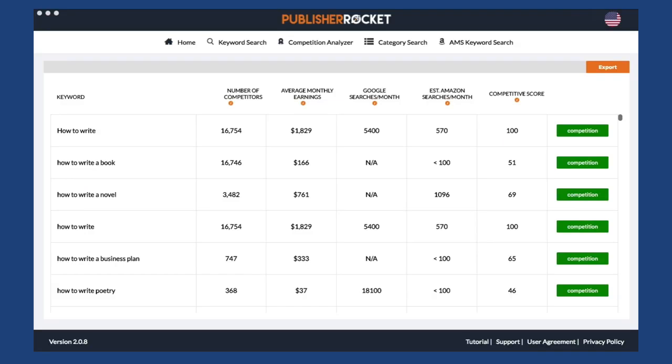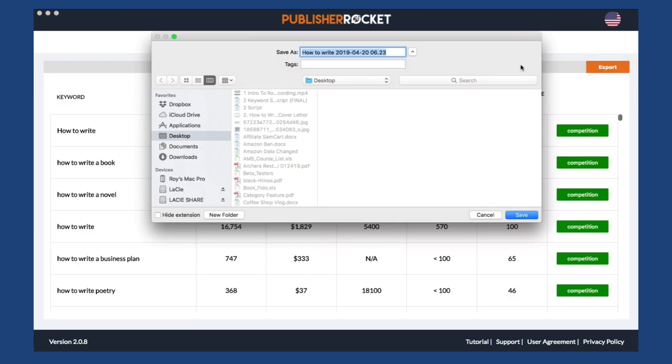Now, imagine what it would be like trying to figure out your target keywords without this information. Not sure if your targeting even gets searched for, or whether or not it has a market. By the way, if you'd like to export that information from the keyword feature, no problem. Just click the export button here, and then tell your computer where you want it to save, and voila, you've got your data.